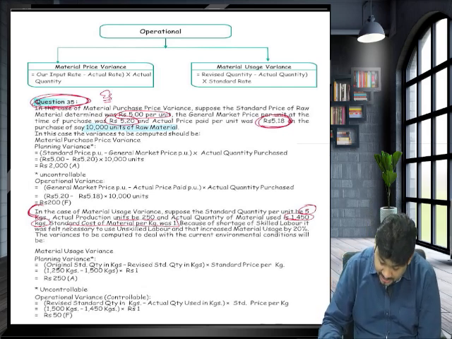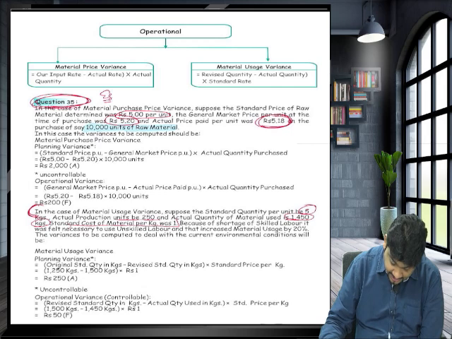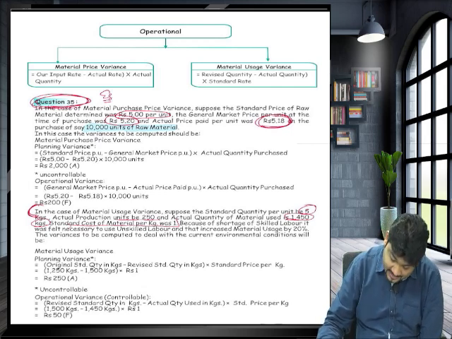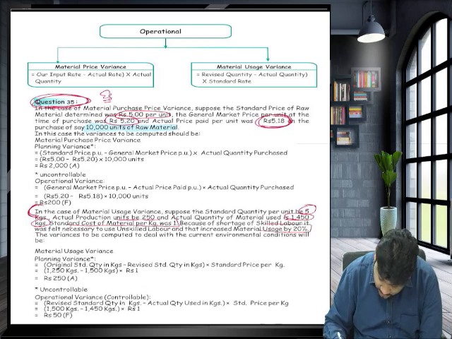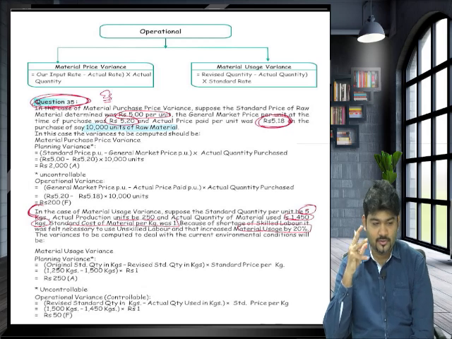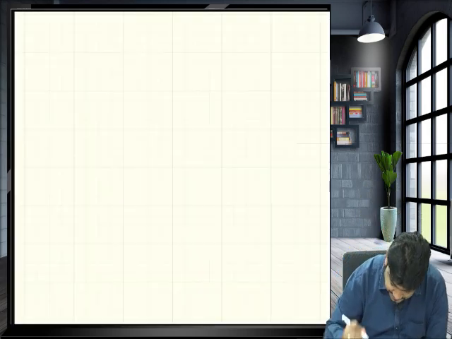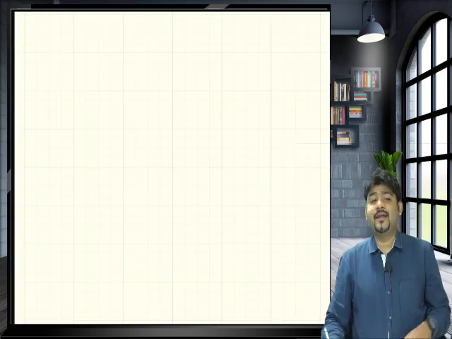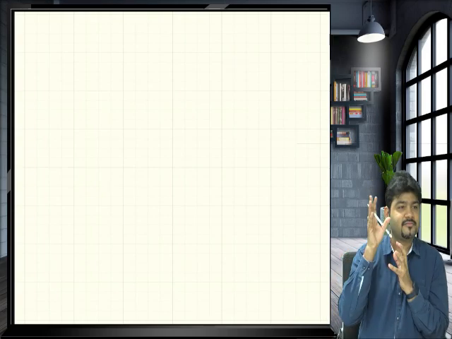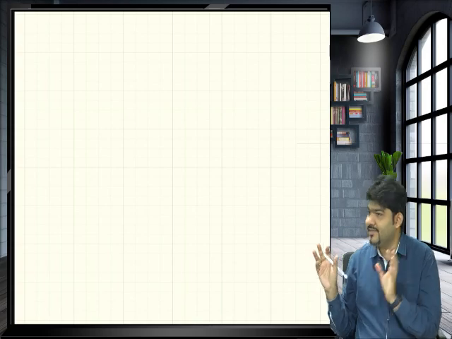Because of shortage of skilled labor, it was felt necessary to use unskilled labor, and that increased material usage by 20%. You will not understand anything; I have just read it. Now I will tell you what it is. We were planning to make a product. First I will explain it in my simple language, then we will understand the question in the technical language, and then we will solve it.